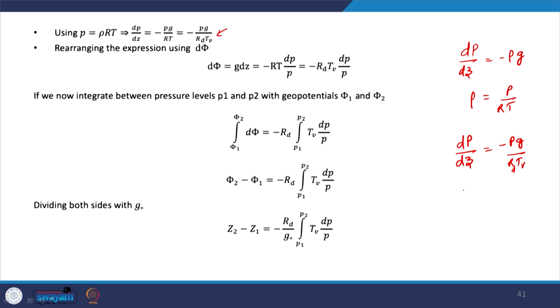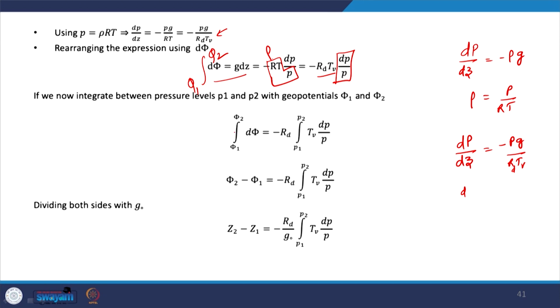So, rearranging this expression, we know that d phi is g dz, right. So, by using this, d phi equals g dz, that is minus RT times dP over P, right. RT by P is the density, that is it. So, instead of density we are using RT by P. That gives a logarithmic term: Rd times Tv into dP over P. Now, we integrate this expression between two geopotential surfaces, let us say phi 1 to phi 2. We have gotten rid of density, because we did not want the density term appearing in the geopotential. Now the density is written in terms of the virtual temperature, the specific gas constant of dry air and the pressure itself, right.